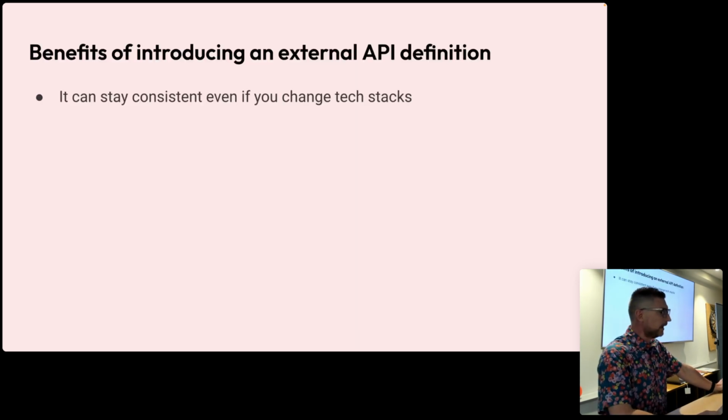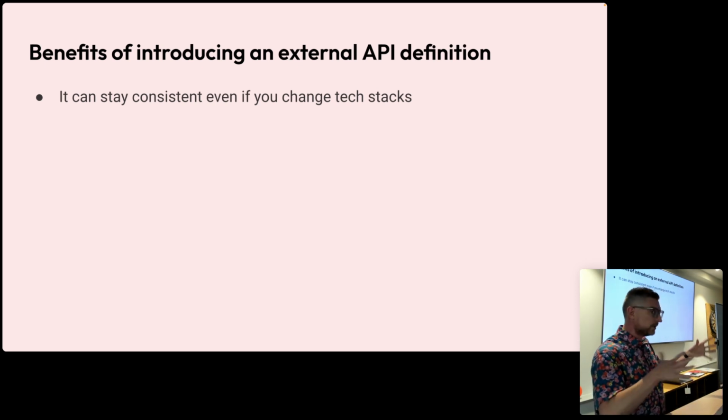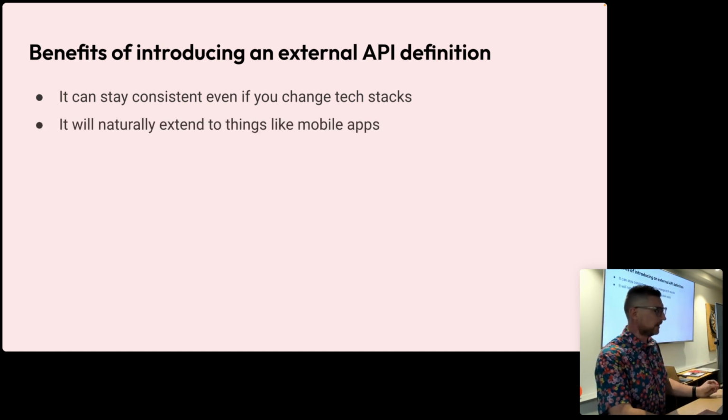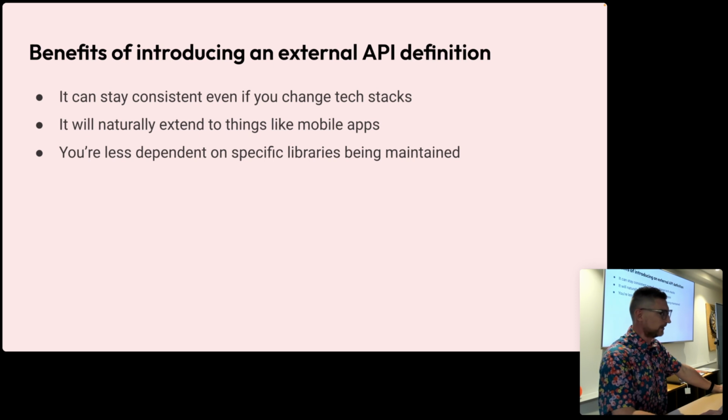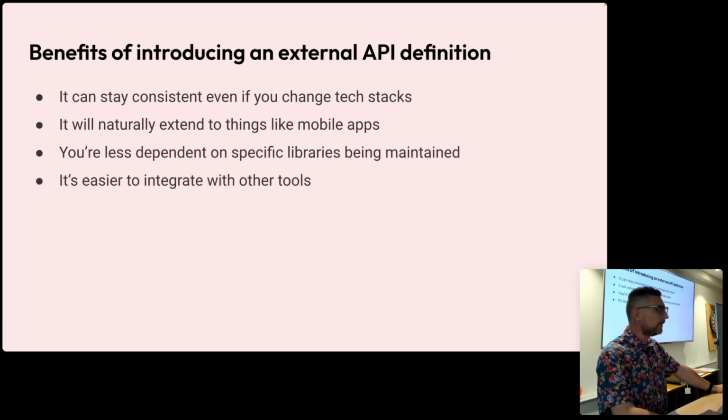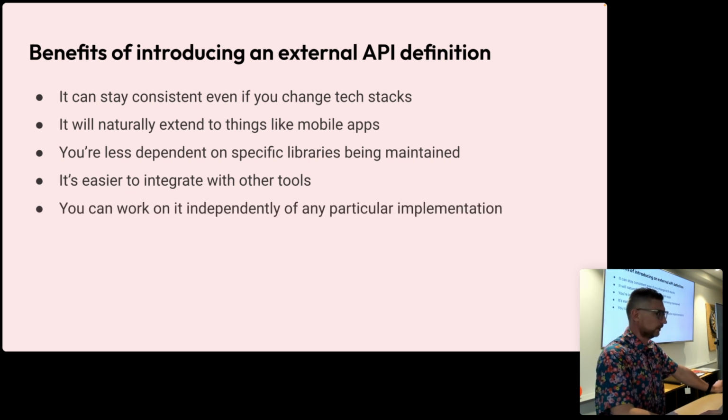I'm going to do another list. Benefits of having an external API definition like this: even if you change your tech stacks or if you have microservices and some of them are built using different technologies, you're able to have a single definition for your API surface. If you have things like mobile apps or other technologies, obviously it can work well with things like that. You're less dependent on the library, so when you have these generous open source maintainers giving their time, you're obviously at the mercy of them deciding not to update things or the cadence at which they fix bugs and so forth. And also, you get a lot of integration with a larger ecosystem of tools when you have a purpose-built API definition, let's call it.